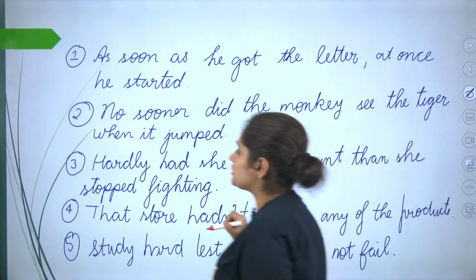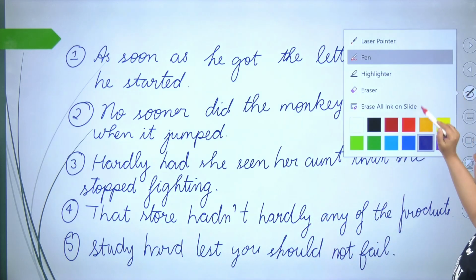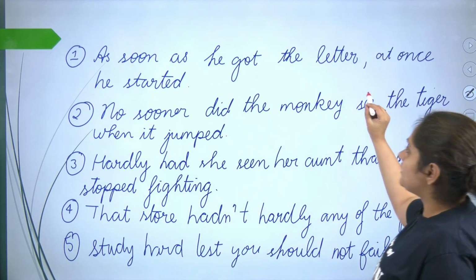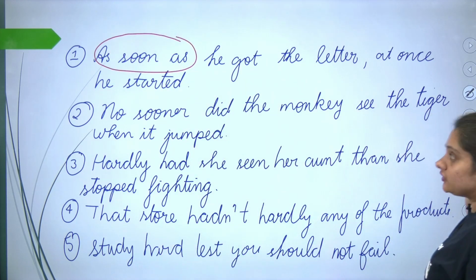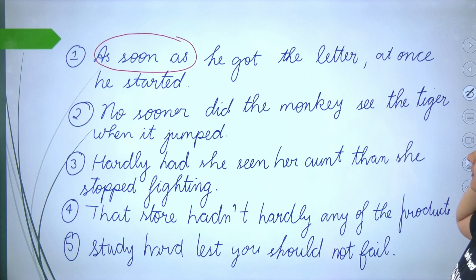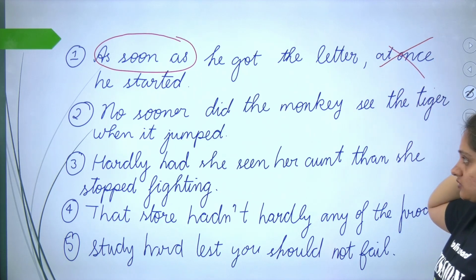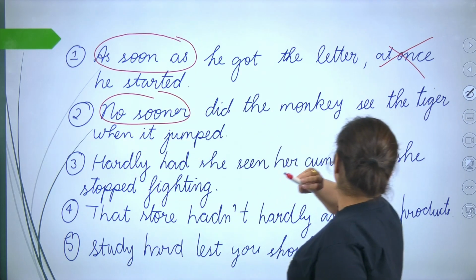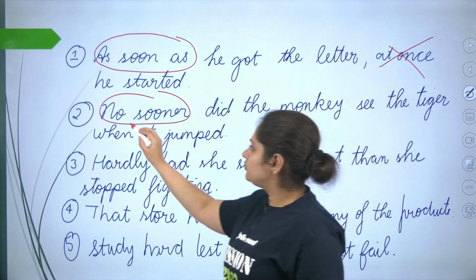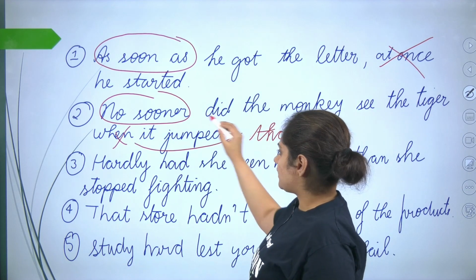Okay, now see 5 sentences, last 5. Let's see quickly what the errors are here. "As soon as" is already written in the beginning. So again, for time you already have one word to imply time. As soon as he got the letters, so "at once" is not required with "as soon as". Okay, when you are starting with "no sooner", what do you use? "Than". No sooner with than.